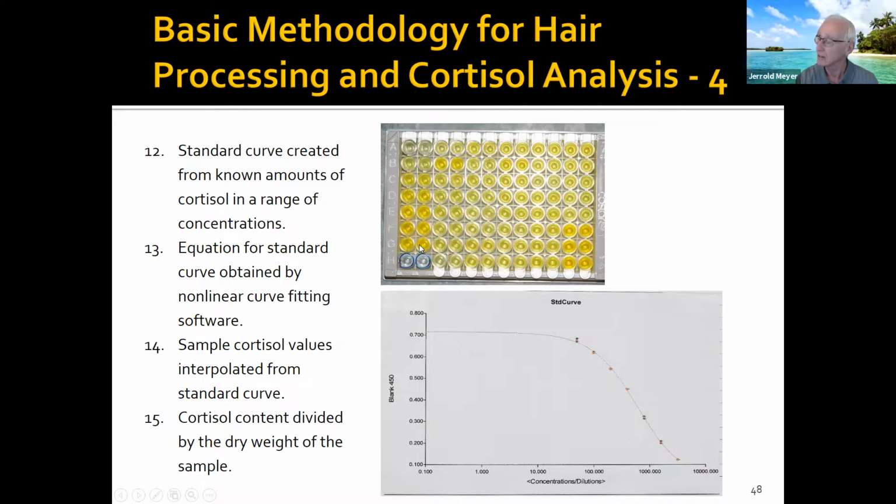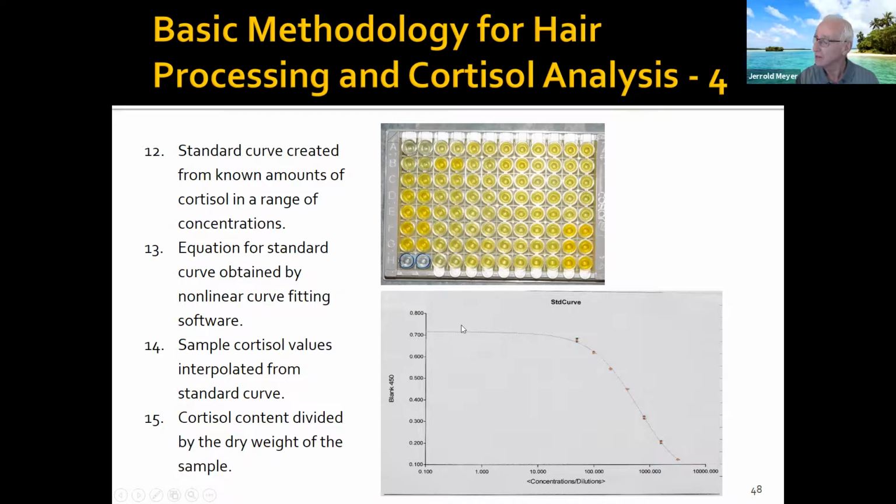This is the lowest standard. This is a blank that has essentially no color. That's just for non-specific binding, we call it. And so this is the log of the cortisol standard. These are standards in duplicate relating to the optical density at 450 nanometers, which is the wavelength. There's a laser wavelength that this yellow dye absorbs at.